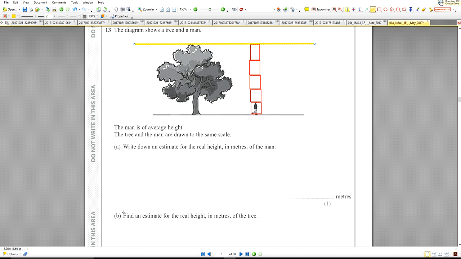Okay, that will be helpful for part B. We've done that part already. That's good. So that just helps us with the visualization now. Write an estimate for the real height in meters of the man. Now, if you get really stuck on this in the exam, remember this.